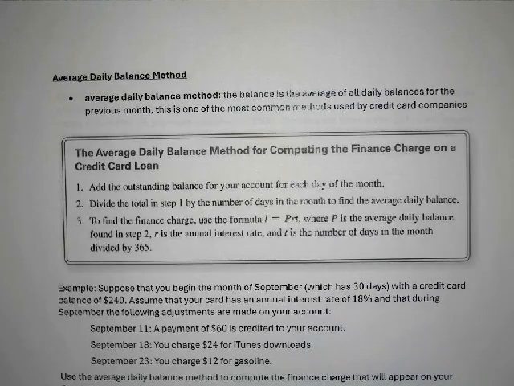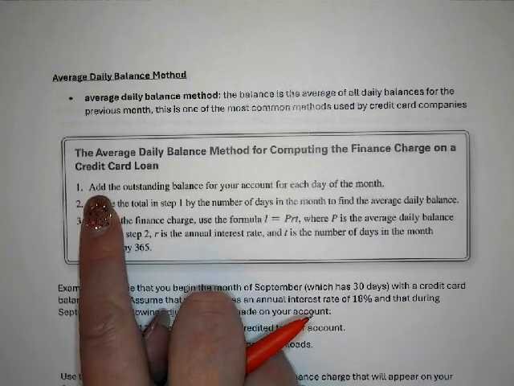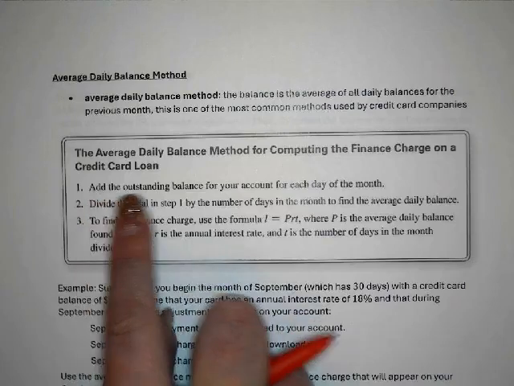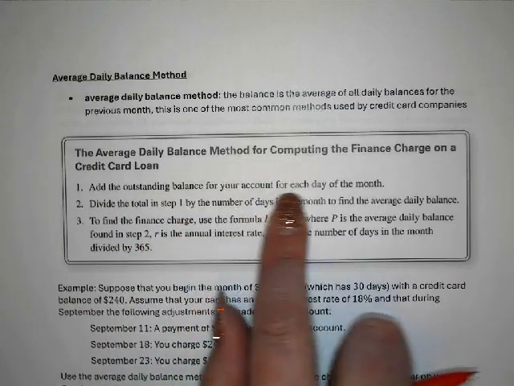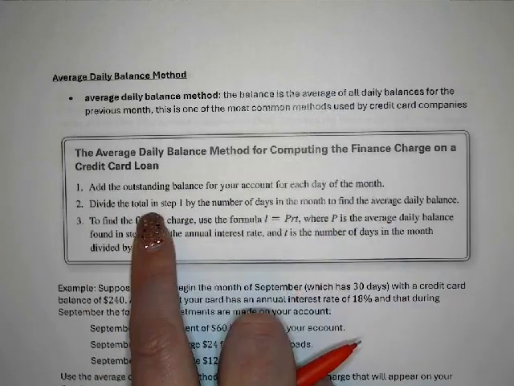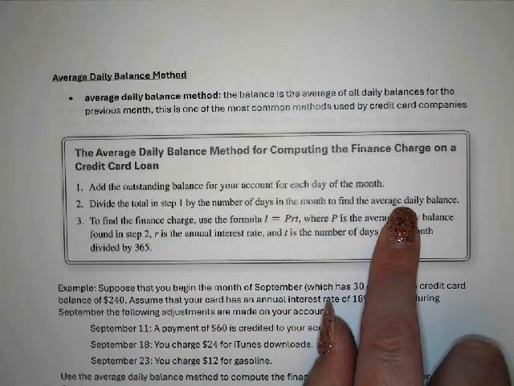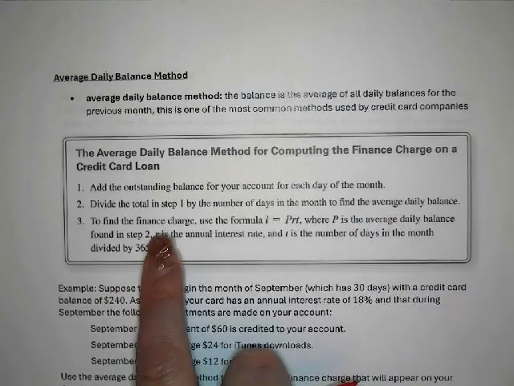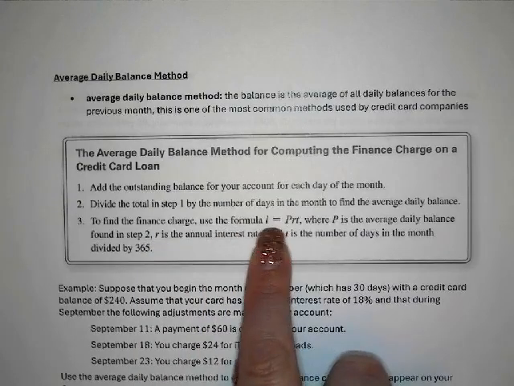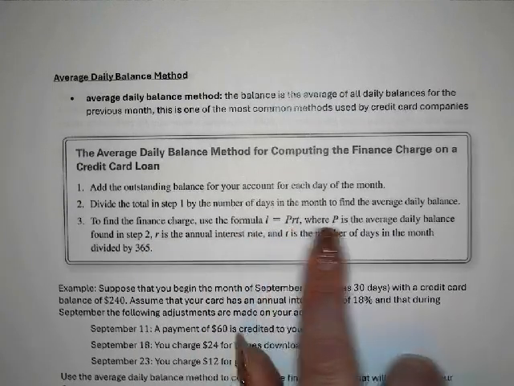So it says that the method we're going to use for this is we're going to add the outstanding balance for the account for each day of the month. We're going to divide the total in step 1 by the number of days in the month. So divide it by 30 or 31 in most cases, except if you're talking about February, you're going to divide it by 28. To find the finance charge, use the formula I equals PRT, where P is the average daily balance found in step 2.